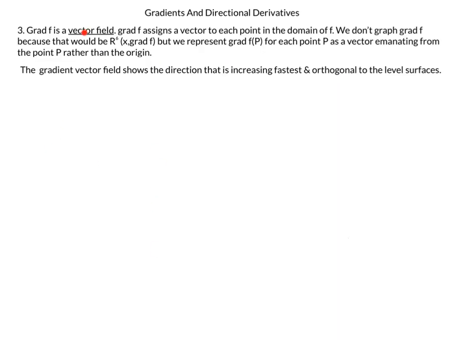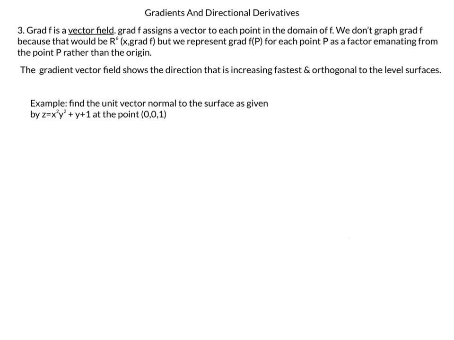So the gradient of f is a vector field. The idea of the gradient is that it assigns a vector to each point in the domain of f. We don't graph the gradient of f per se because that would be in R6. That would be x, which is our three-dimensional point, and the gradient of f is another vector. But we represent the grad of f for each point P as a vector emanating from the point P rather than the origin. This is probably illustrated best with an example.